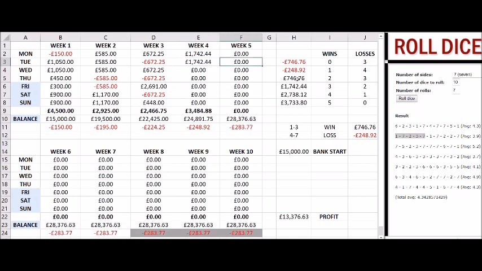1742.44. 1, 2, 3, 4, 5. So here there were just 2 wins, so that's 746.76. 1, 2, 3, 4, 5. 1, 2, 3. Again, 3 wins here.